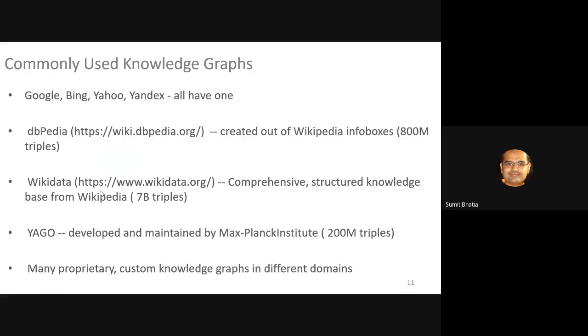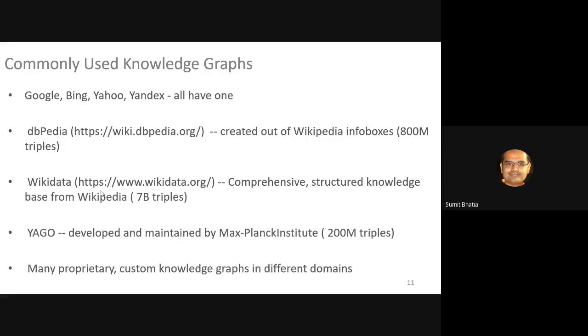So, what are some commonly used knowledge graphs? All the major search engines, be it Google, Bing, Yahoo, or Yandex, they all have a knowledge graph which they are using internally. Then you have what is called DBpedia. DBpedia is a knowledge graph that is created out of the infoboxes of Wikipedia pages, and last I checked, it has more than 800 million facts. That is, more than 80 crore facts extracted from Wikipedia.